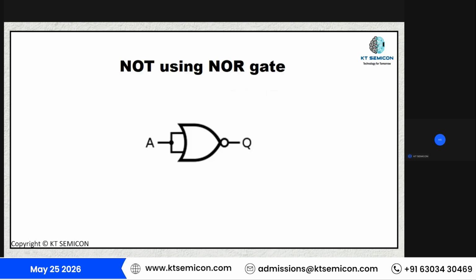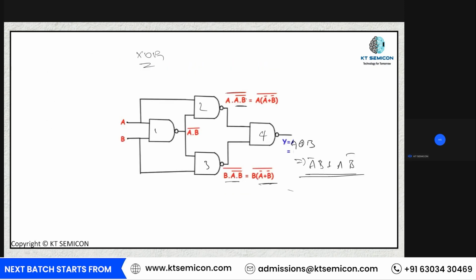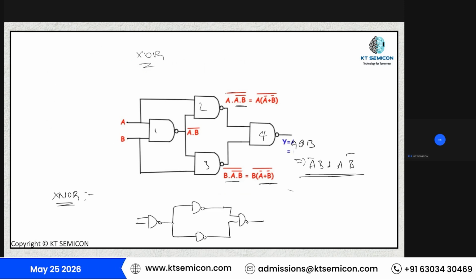Now let's say if I want to build a XNOR gate using these NAND gates, then how am I going to build it? I'm going to take one NAND gate over here and one more NAND gate, and the output I'm going to give to another NAND gate, which is basically acting as a NOT gate. So this is how I'm going to build a simple XNOR gate using a NAND gate.